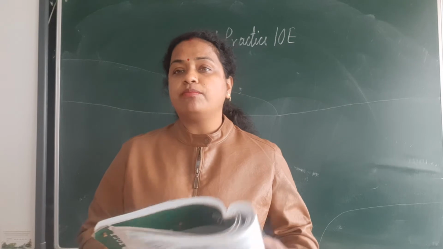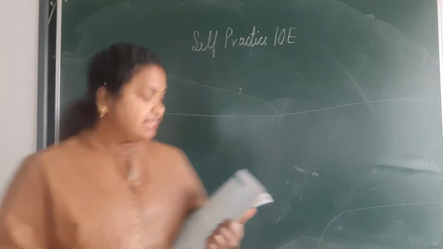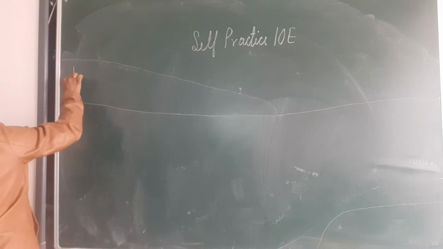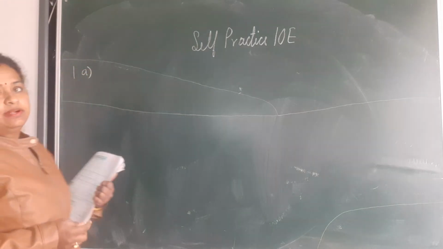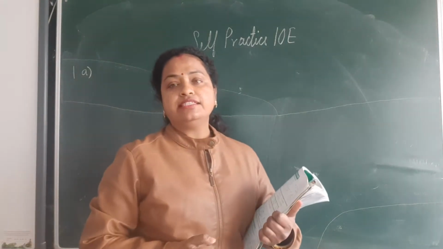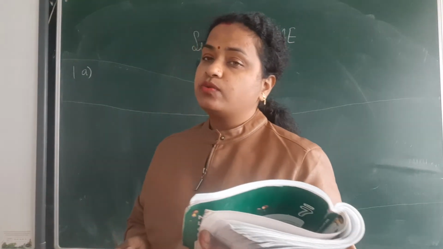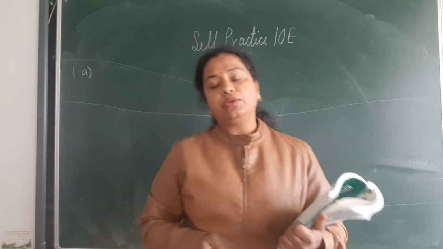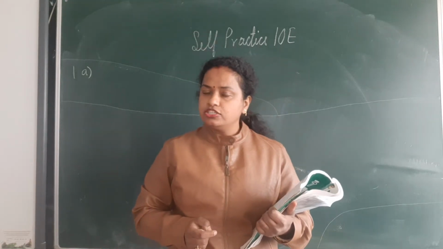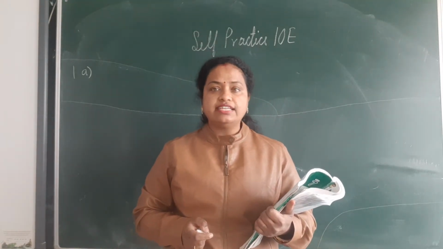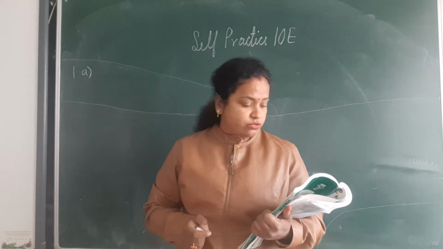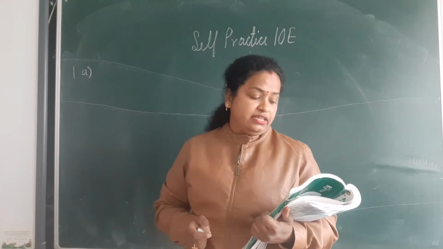So what was the property of a right angled triangle? In a triangle ABC, what was the property? In a triangle ABC, A square plus B square should be equal to C square. Correct? Now we have to show whether it is a Pythagorean triplet or not. In question number 1, A part.